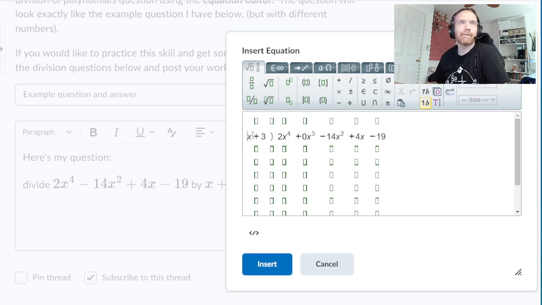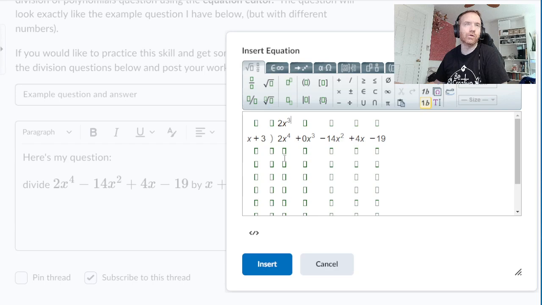Now, for this one, when you're doing division, like they explained in the lesson, you think about the first term, and you ask yourself, if I were to multiply x by something, how would I get to 2x to the 4? In other words, what would go up here so that when I multiply it by x, I get 2x to the 4? Of course, the answer is 2x cubed. If I take 2x cubed, multiply it by x, that is indeed going to give me 2x to the 4. However, it's also going to give me a plus 6x cubed, which has to go here. 2x cubed times 3 gives me 6x cubed, which is going to go here.